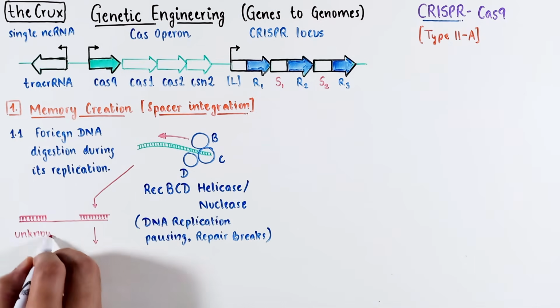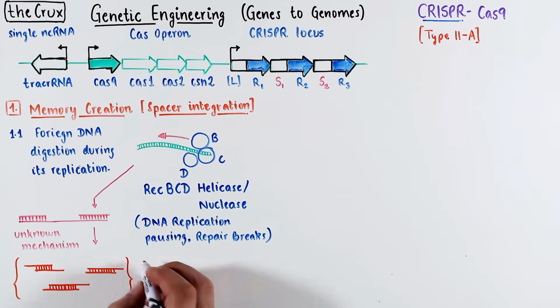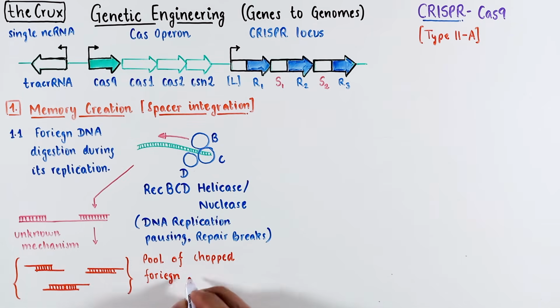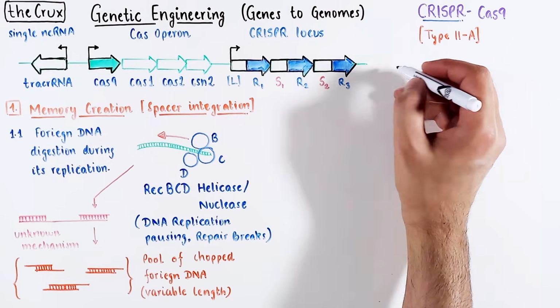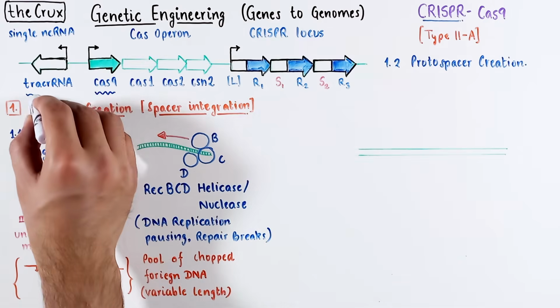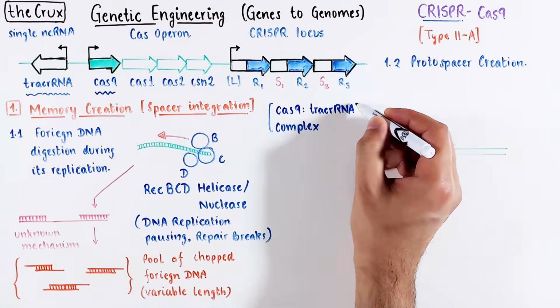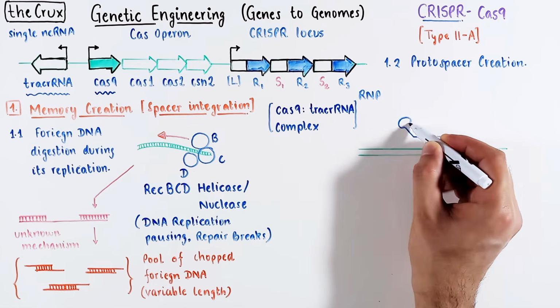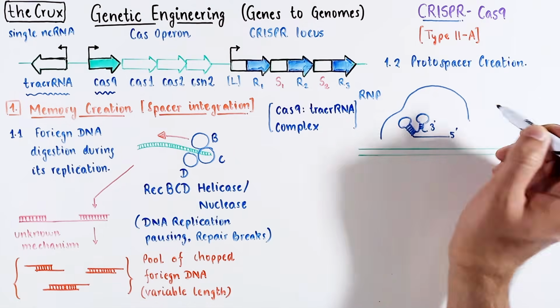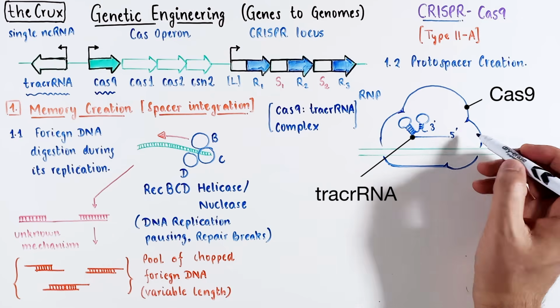Through some unknown mechanism, possibly involving other nucleases, parts of foreign DNA are indiscriminately chopped up. These chopped bits become the source of the next step, where a protospacer is created. In this, the Cas9 protein and tracrRNA from the tracrRNA operon forms an RNP that starts scanning the chopped pieces of foreign DNA. The Cas9 specifically looks for a short 3-base NGG sequence.